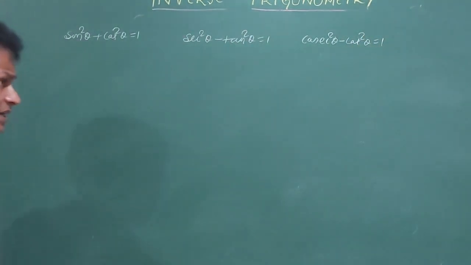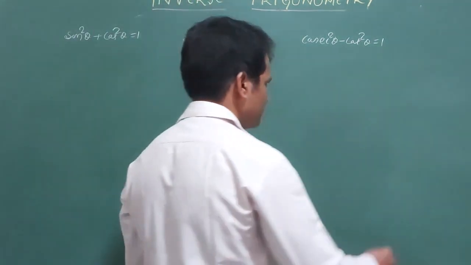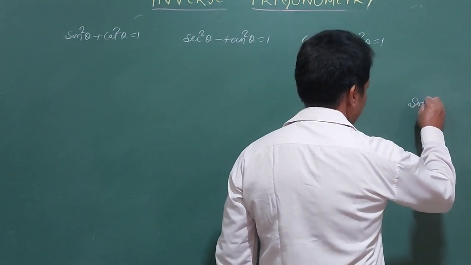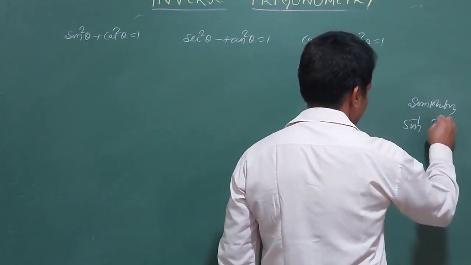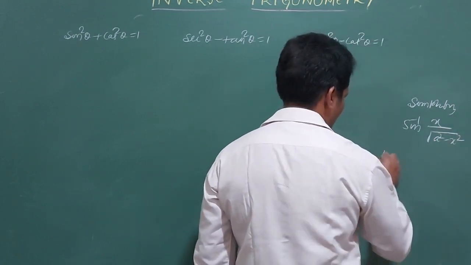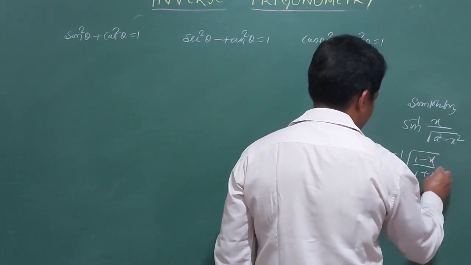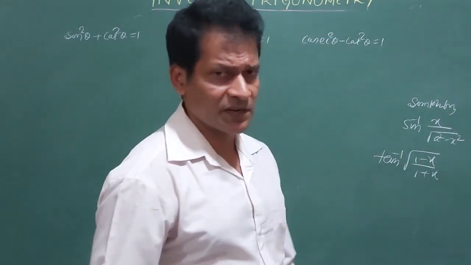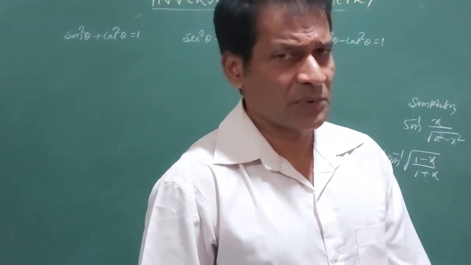Suppose I get a question, for example, they will write simplify sin inverse of x by under root a square minus x square, or tan inverse of 1 minus x by 1 plus x. The same question can be asked in derivative, in integration or simplification of inverse functions. That means we will get it in three places.